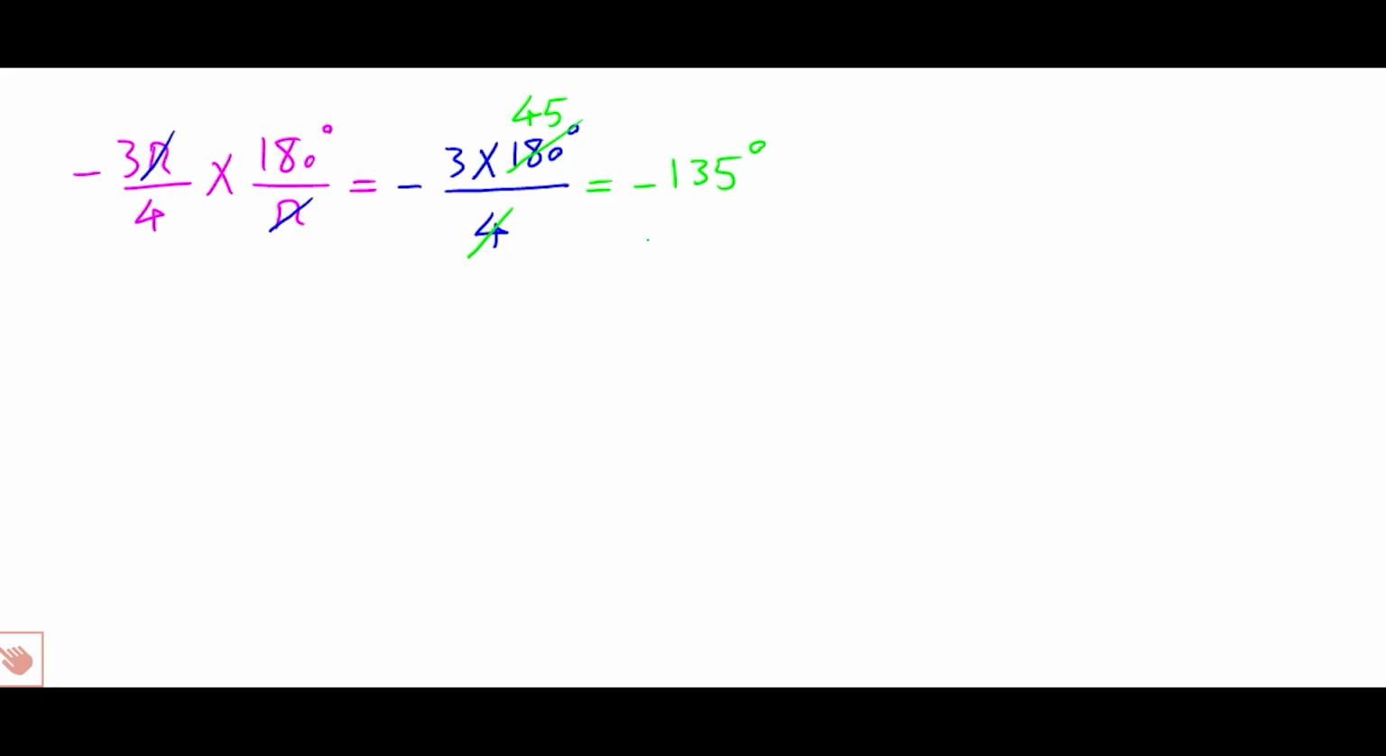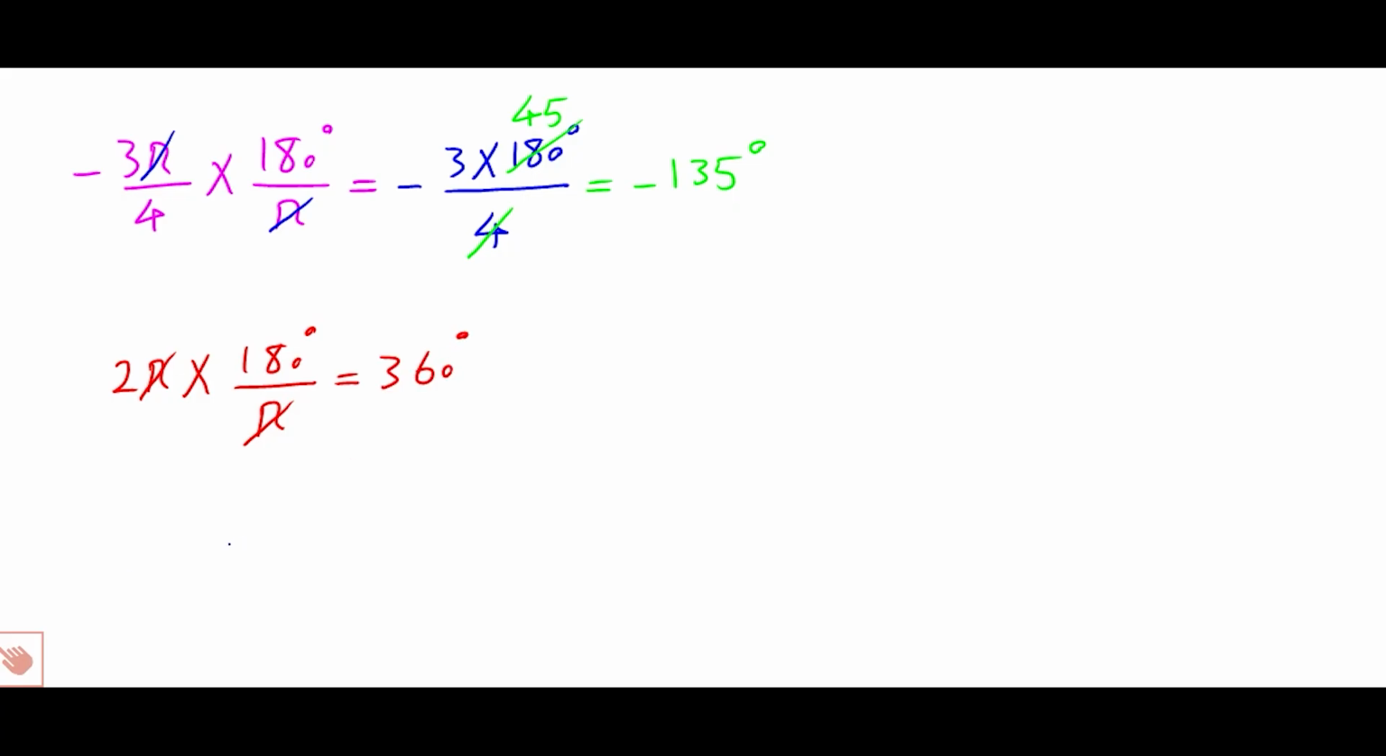So let me give you another example. How many degrees is 2 pi? So just multiply by 180 degrees over pi. So the pi on the bottom and the pi on the top cancel each other out. So we have 2 times 180 degrees, which is equal to 360 degrees.